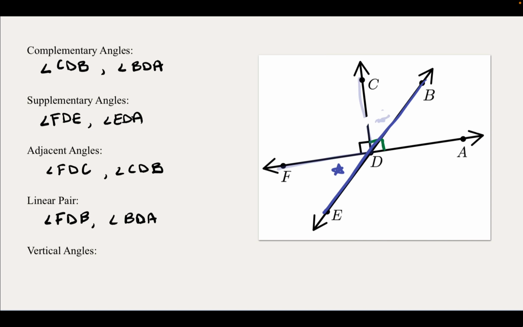So what I need to do is look at where I'm making an X. I'm making an X right here. FDA, all right? The line that has those points and the line that has these points. That makes an X. So my vertical angles would be angle FDE and angle BDA. And now you can have more vertical angles, but that's just the one that I chose.